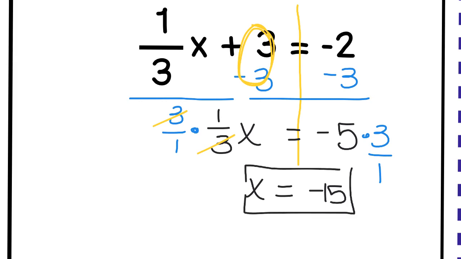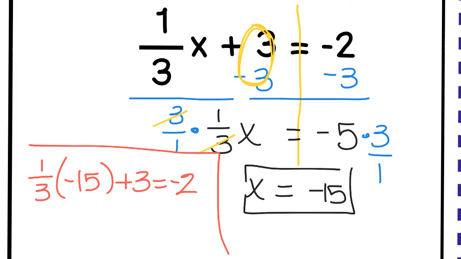Well, time to check our work. I'm going to start out with my equation, 1/3. Instead of x, I'm going to put in negative 15 plus 3, and my goal is a negative 2. 1/3 times negative 15 is the same as negative 15 divided by 3, which would give me negative 5. And if I add 3 to that, I get negative 2. That proves my answer to be correct.